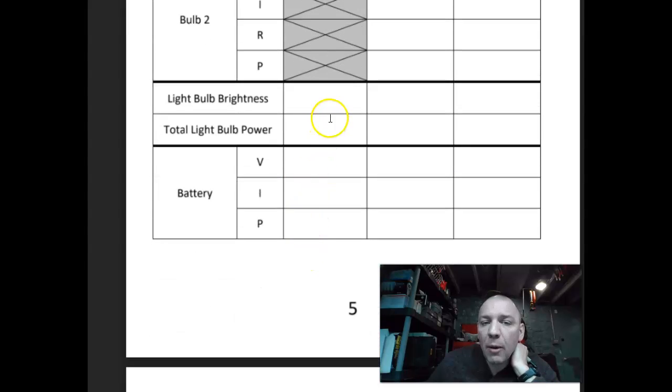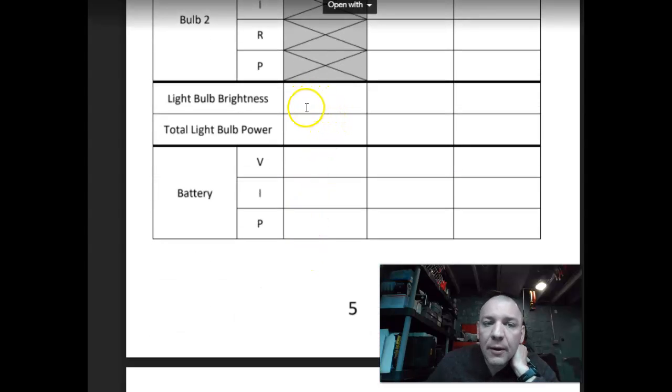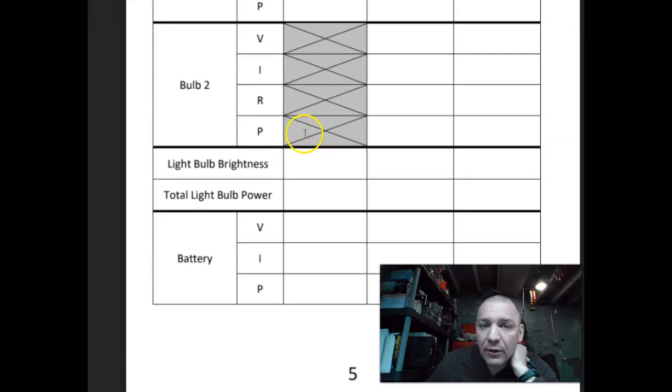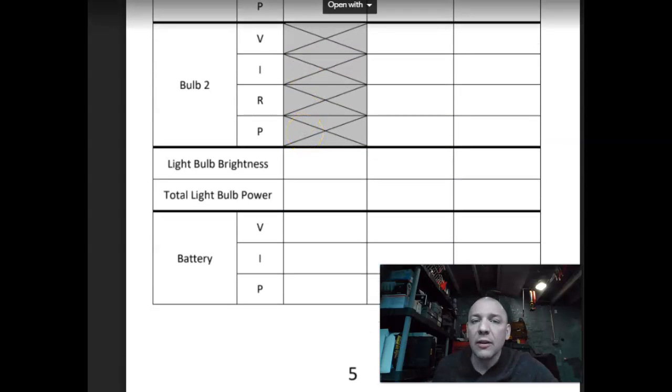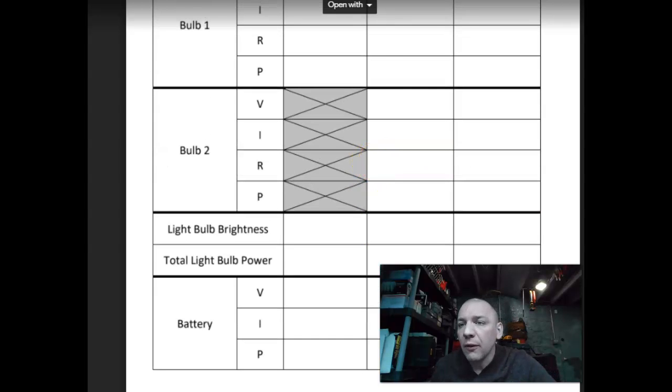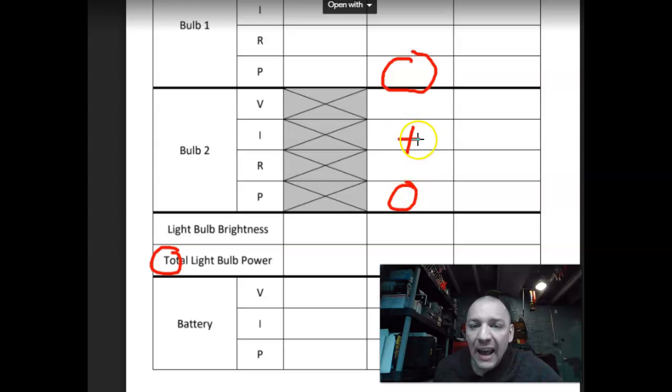And then for the total bulb brightness, you're going to write very bright, and the total light bulb power. Total means add together, so you're going to have to add up the powers. For the first case, there is only one power, so that one's easy. For the second case, though, you take the power from the first bulb and the power from the second one and add them together, and that'll be your answer for total light bulb power.